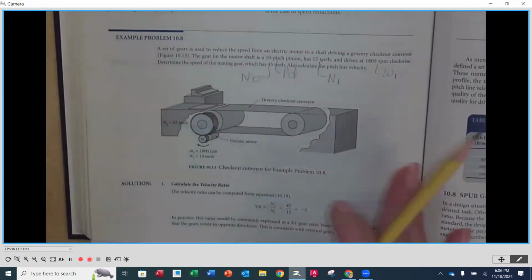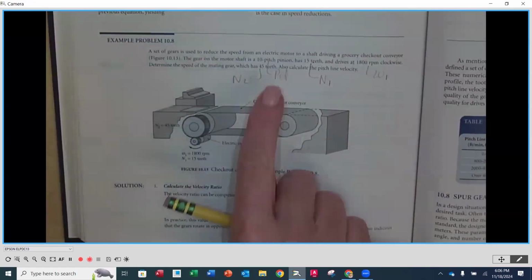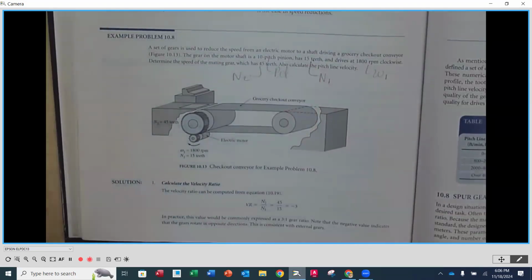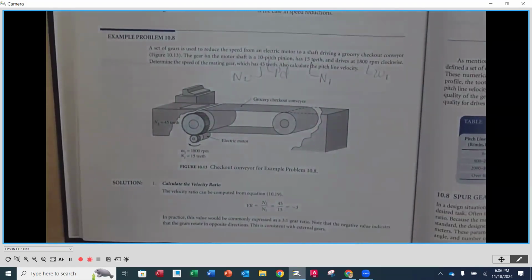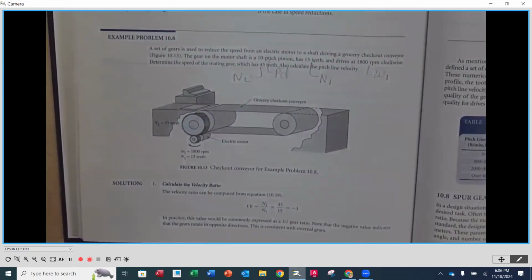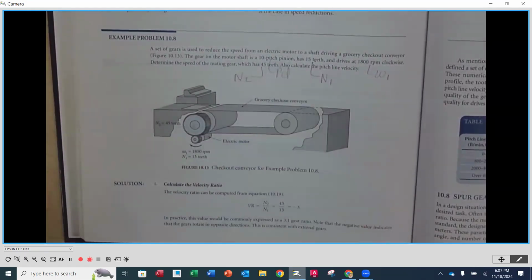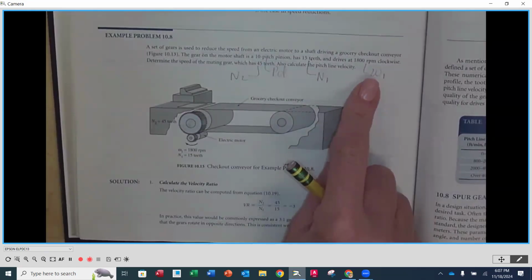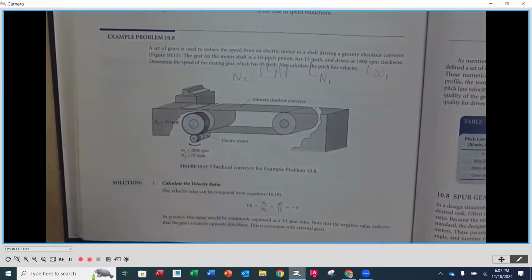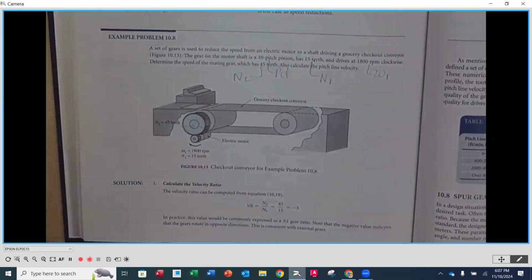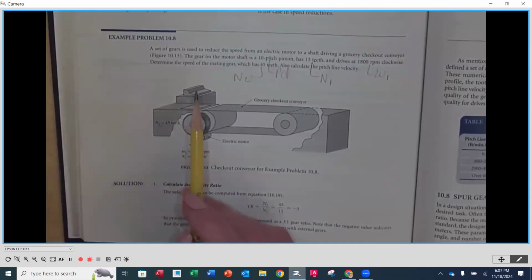Here we have a set of gears used to reduce the speed of an electric motor to a shaft driving a grocery checkout conveyor. The gear on the motor shaft is a 10 pitch pinion. That's going to be our diametral pitch. It has 15 teeth, so that's the number of teeth on our pinion, and it drives at 1800 RPM. That's the motor. They have it all labeled down here as well: W1 is 1800, N1 is 15 teeth, and it's rotating clockwise.